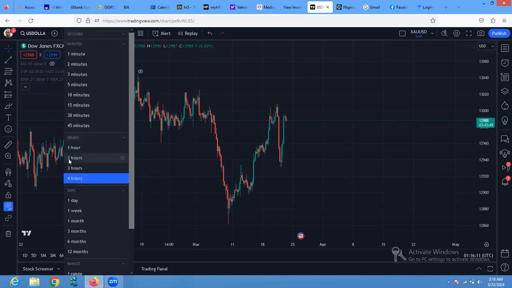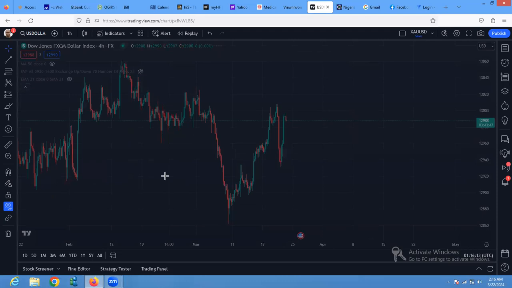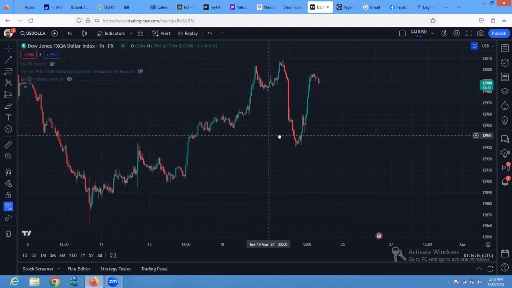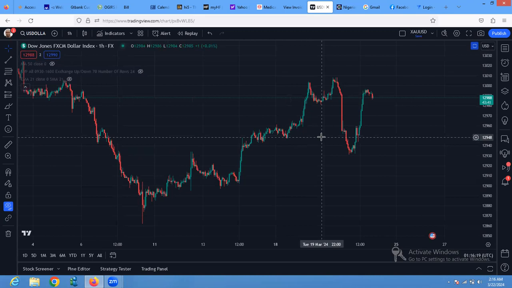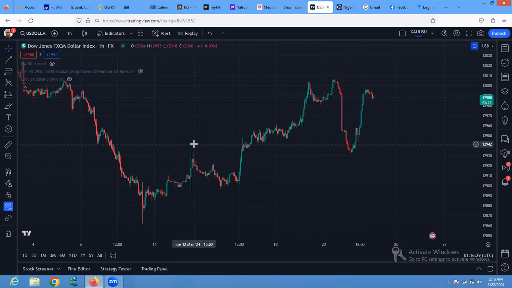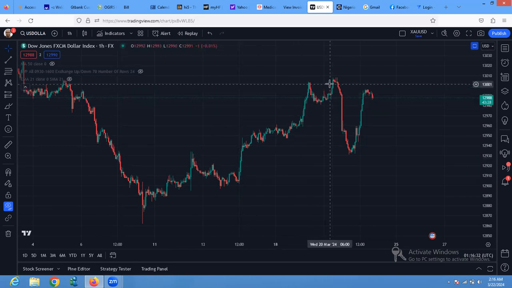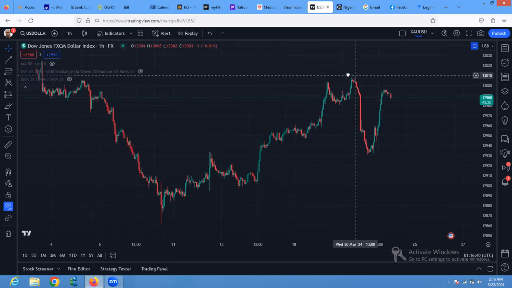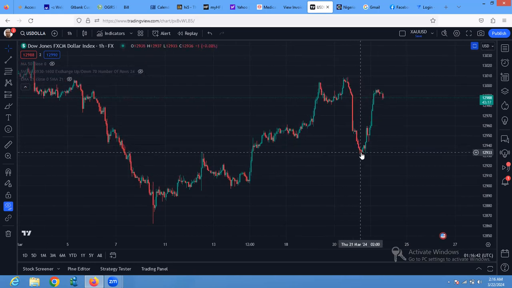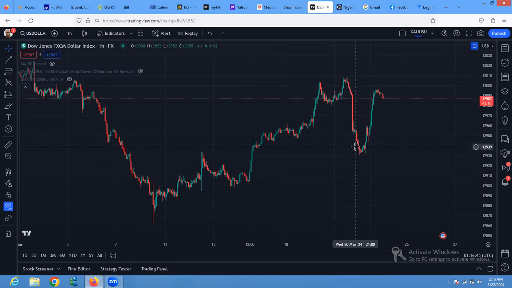Let's go inside a 1 hour, and that is where I'm going to show you something. When we had this big move yesterday, we thought, okay, this is an AWXY. This slightly pushed beyond a 161.8, which was highly suggestive of what price may want to do. And we had a decent push to the downside in a 5-wave format: 1, 2, 3, 4, 5.